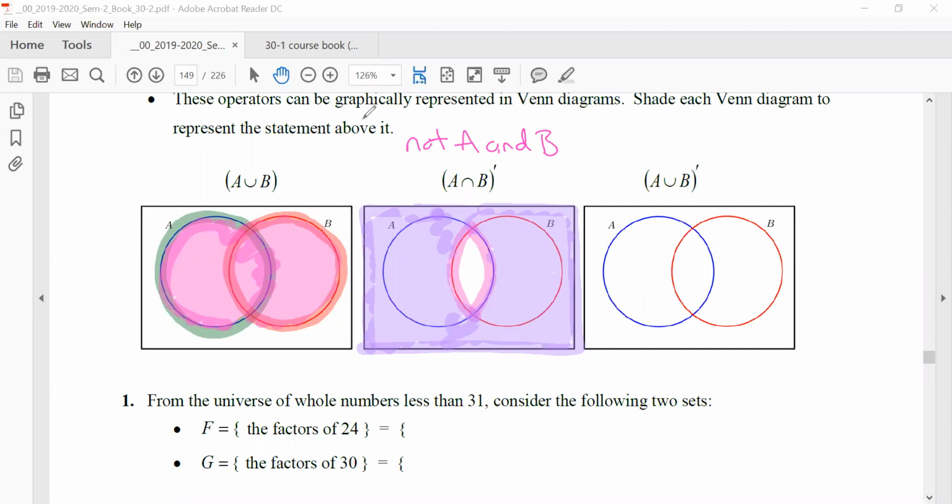So on the next one, this says not A or B. Well, again, I'm going to cover that prime up, pretend it's not there. So I'm going to say, where's A or B? So I shade A or B. A or B would be these two circles put together. But now there is a not right there. So now what I'm going to do is shade not A or B. So I go outside A or B, all of that region right there.